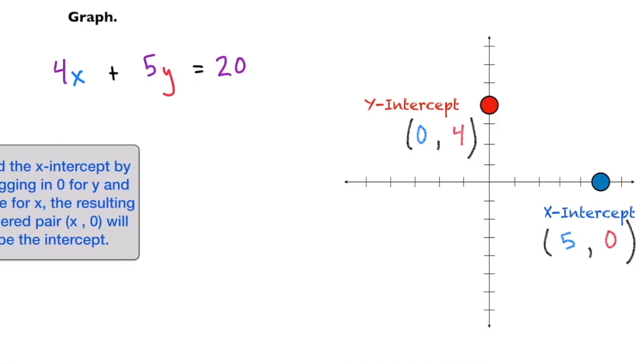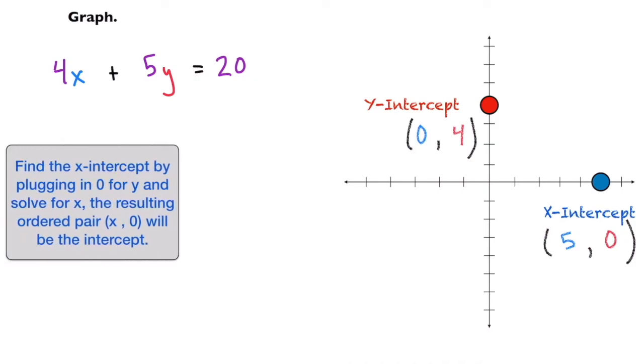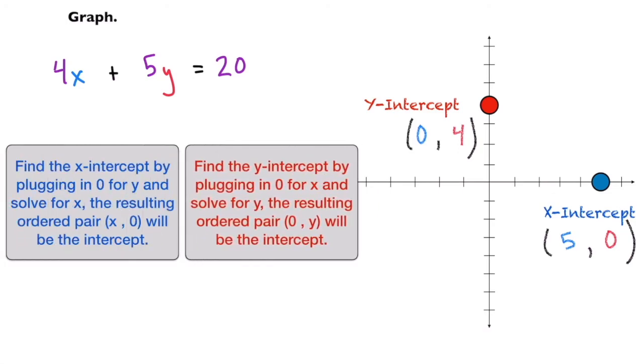So now that we've found both our x and y-intercepts, let's pause and review what we've done so far. We've plugged in 0 for y to find our x-intercept. And we've plugged in 0 for x to find our y-intercept.